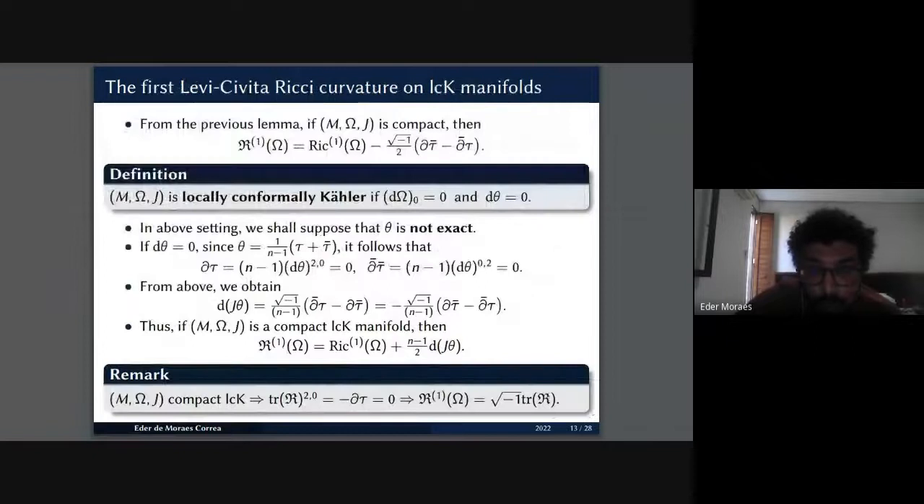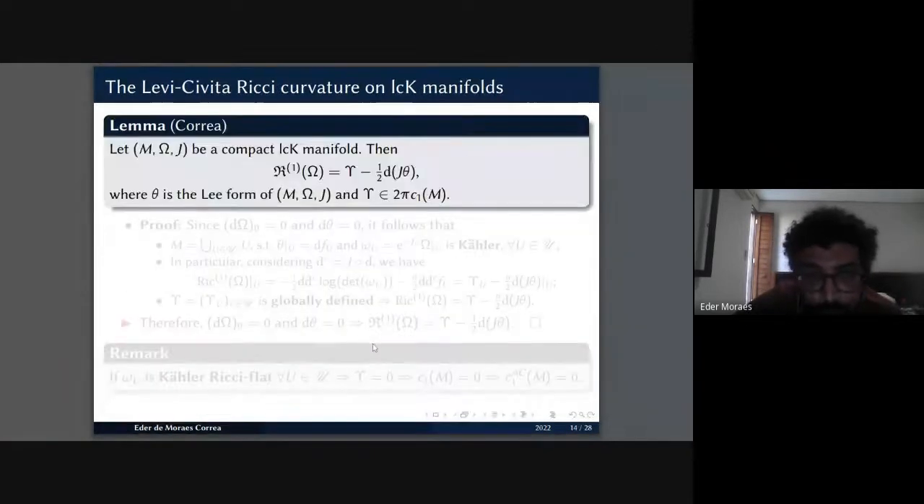And so now what we're going to do is work with this description, right? Because this is not good for our proposal, we'll replace it with a suitable differential form. Basically, it's this lemma. If you have a compact LCK manifold, then we can express the first Levi-Civita Ricci curvature in this way, right? And now this upsilon form represents, up to scale, the first Chern class of the manifold.